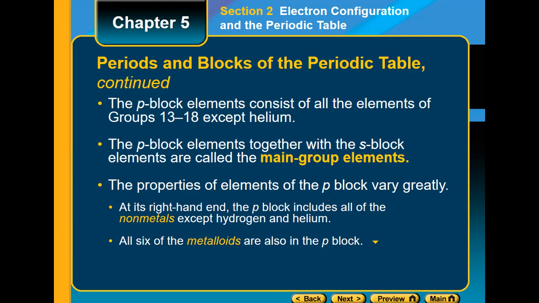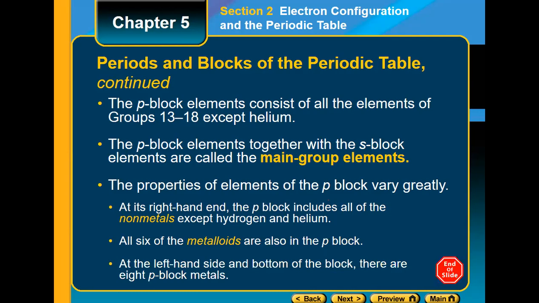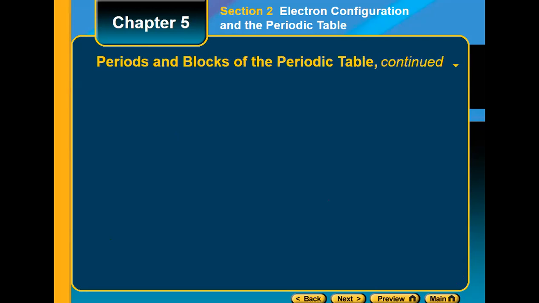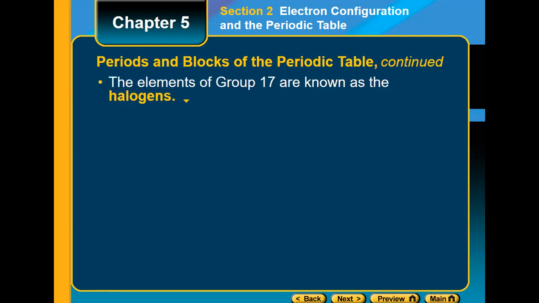Here we find all six of the metalloids are also found in the P block. At the left-hand side of the bottom of the P block, we find the metals. So in the P block, we find some metals at the bottom left, while the top right are non-metals. In the middle between them, in a diagonal shape, the six elements are metalloids. So that represents the high variety in the P block.